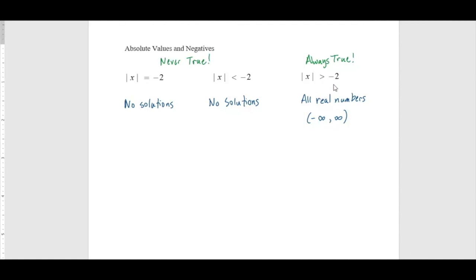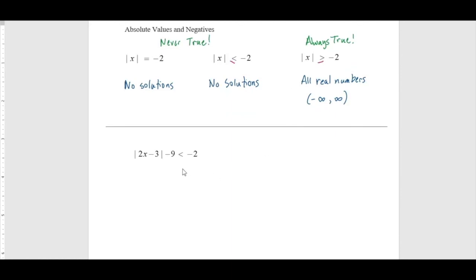It won't matter what negative number, and it won't matter if these are strict inequalities, or if this is greater than or equal to, or less than or equal to. It also won't matter if we have a more complicated expression inside the absolute value. It is important that these are in standard form.